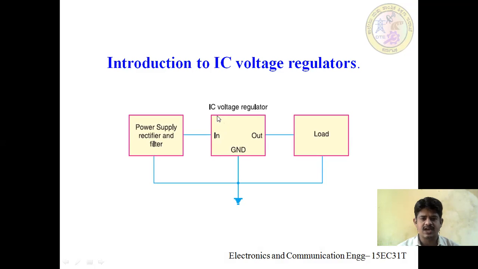Normally the IC voltage regulator has 3 pins. Even though we have some different kinds of IC voltage regulator, normally we see the 3-pin IC voltage regulator. It has one input point, one output point, and one ground point. The input point is where it takes the input signal, and internally it regulates the power supply and supplies a constant output voltage to the load. And this ground will be connected commonly between the input and the load. So this is the introduction of the IC voltage regulator.